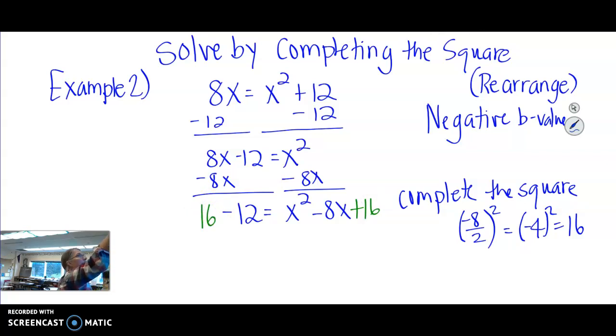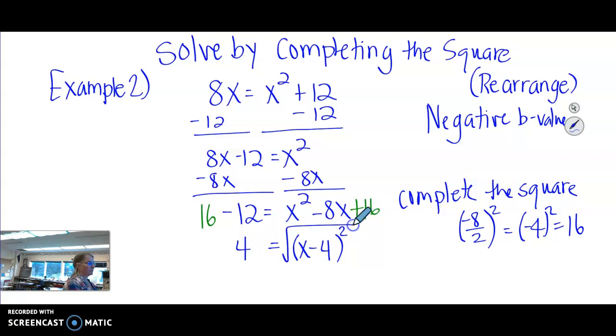So on the right side, I made that into a perfect square trinomial. And what happens every time when we've done these problems in class, we take x plus half of b, and b is a negative 8, so it's actually going to end up being x minus 4 squared. So if the b value is negative, then when you factor it, it's going to factor into x minus whatever half of b is. And on the left side, I have a 4.